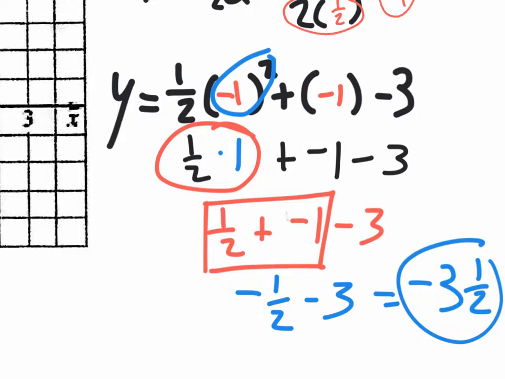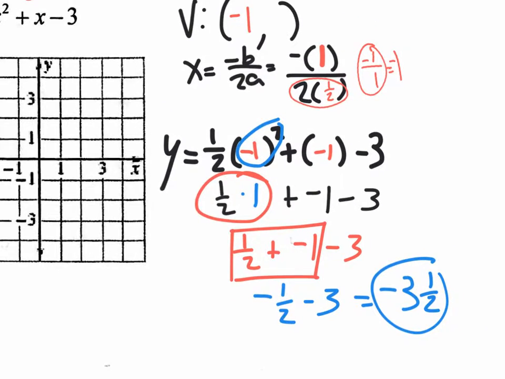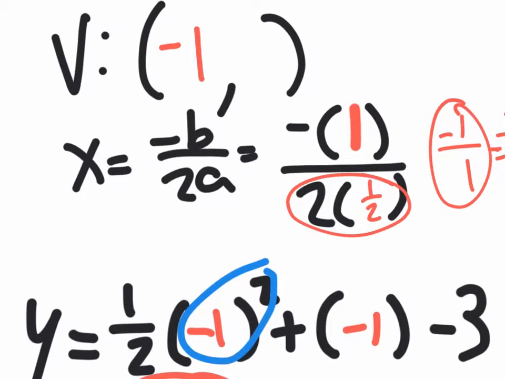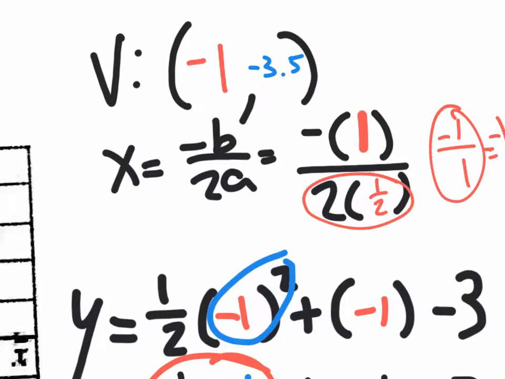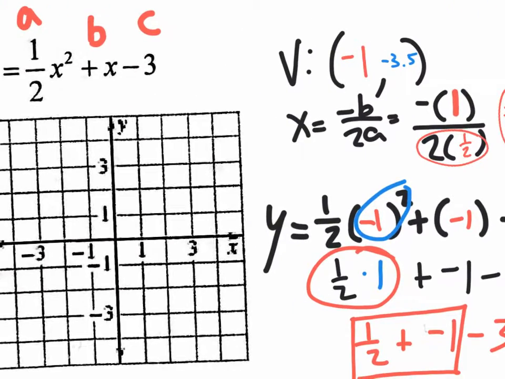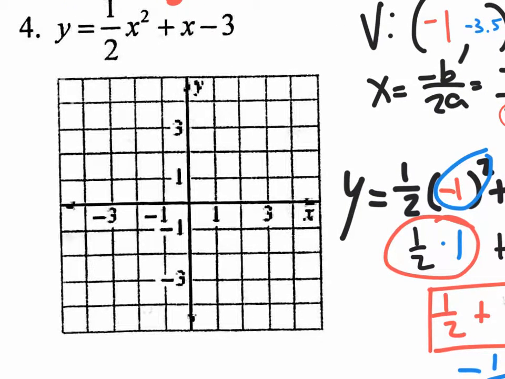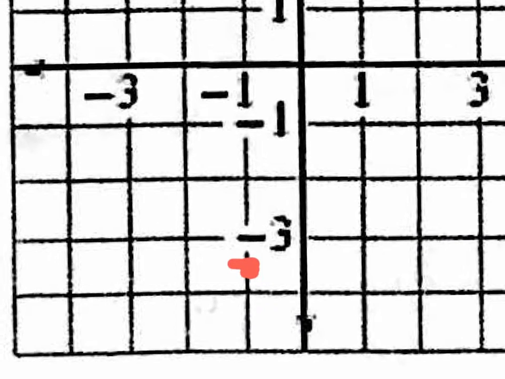Are you with me? So the y value of the vertex, this one gets nasty because you don't end up with nice numbers. You end up with negative 3.5. So on our vertex, let's go to the point negative 1, negative 3.5. Negative 1 on the x, negative 3.5, that's halfway to the negative 4. So let's put a dot right there. Okay, so there's my vertex.